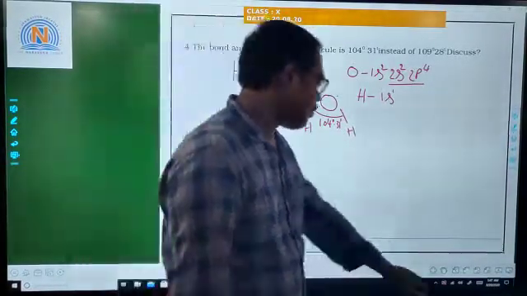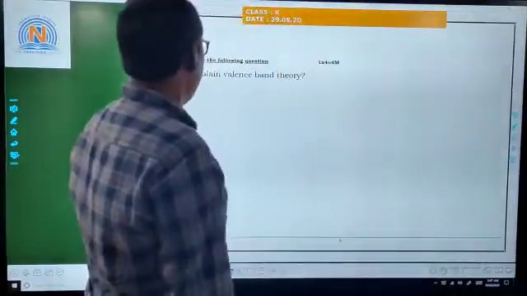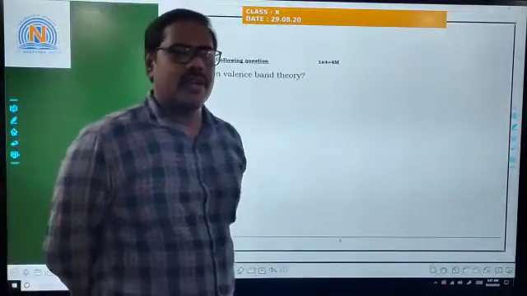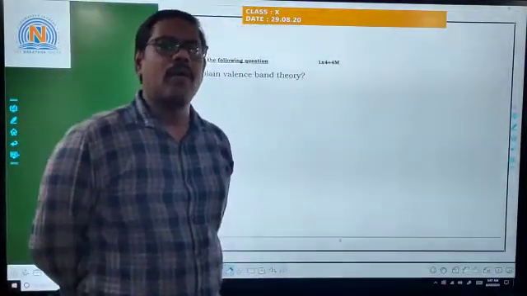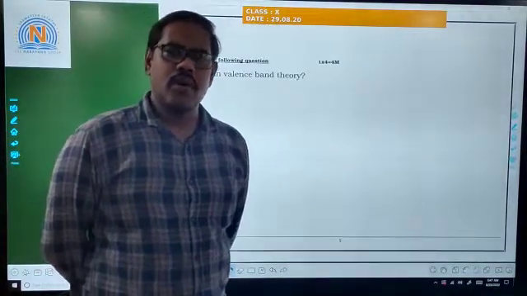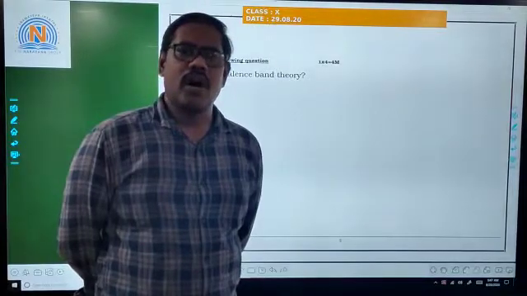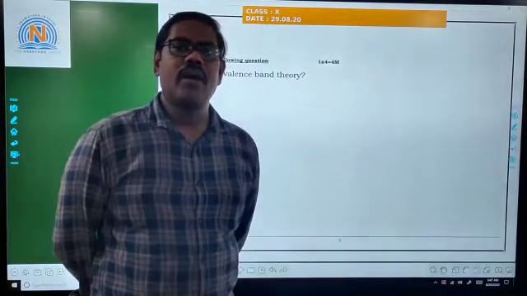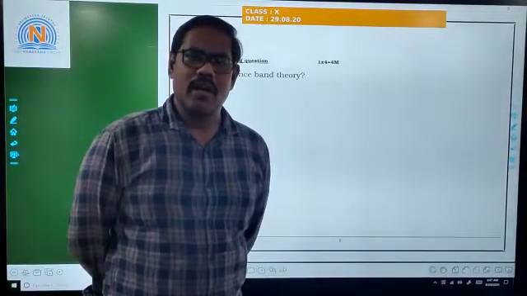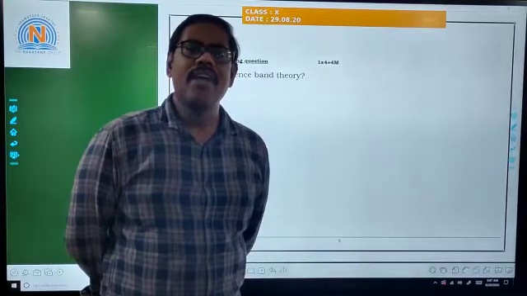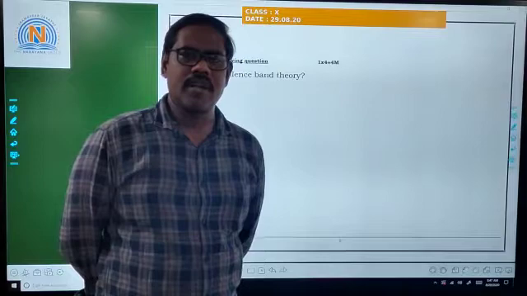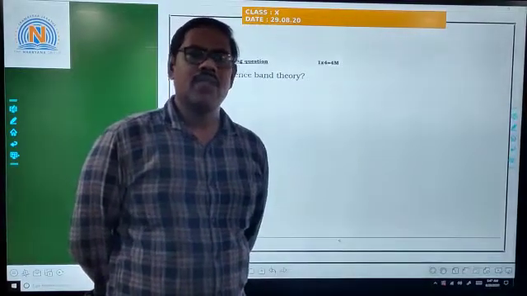Next, explain valence bond theory. VB theory was proposed by Pauling and Slater. What is the valence bond theory? According to valence bond theory, the covalent bond is formed by overlapping of the atomic orbitals. The overlapping atomic orbitals must contain unpaired electrons with opposite spin. Already it was explained previously. Now I will explain with one example.